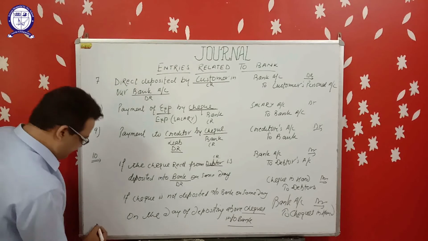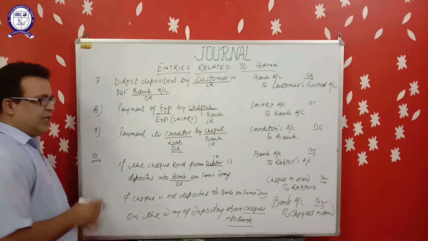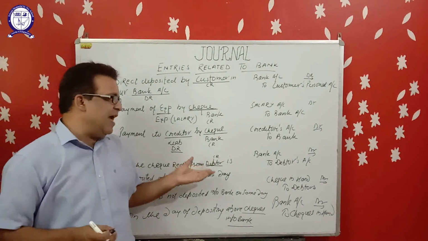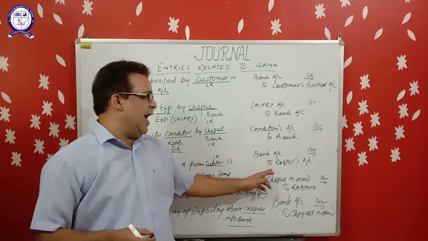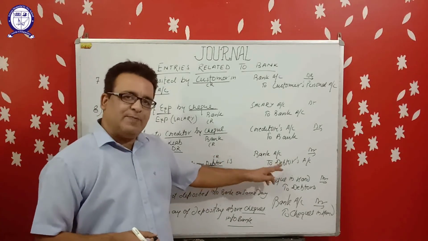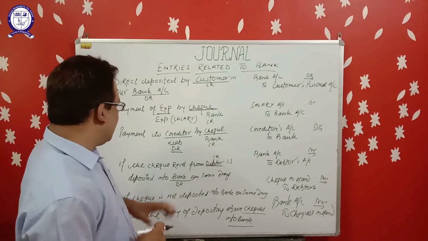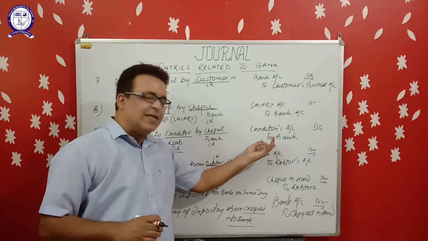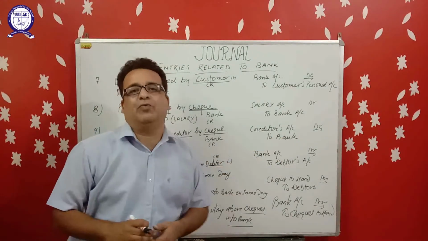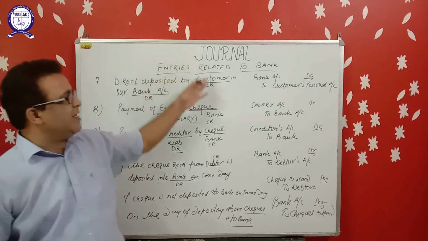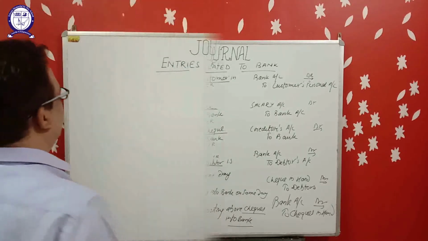Last point, dishonor of a check. Suppose we have received check from debtors and that check has become dishonored. The journal entry will be reverse, debtor account debit to bank account. So these are the journal entries related to bank.